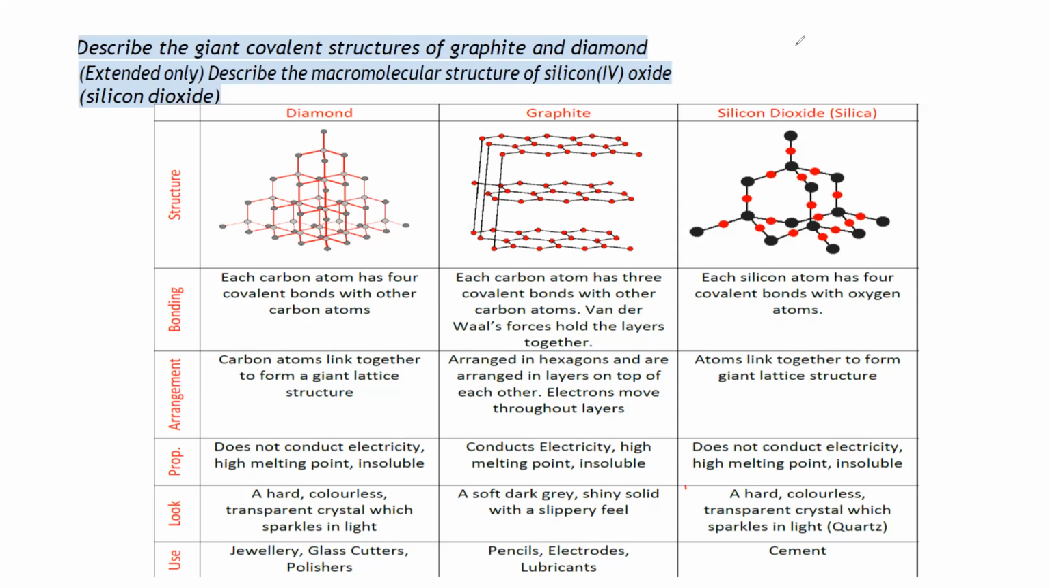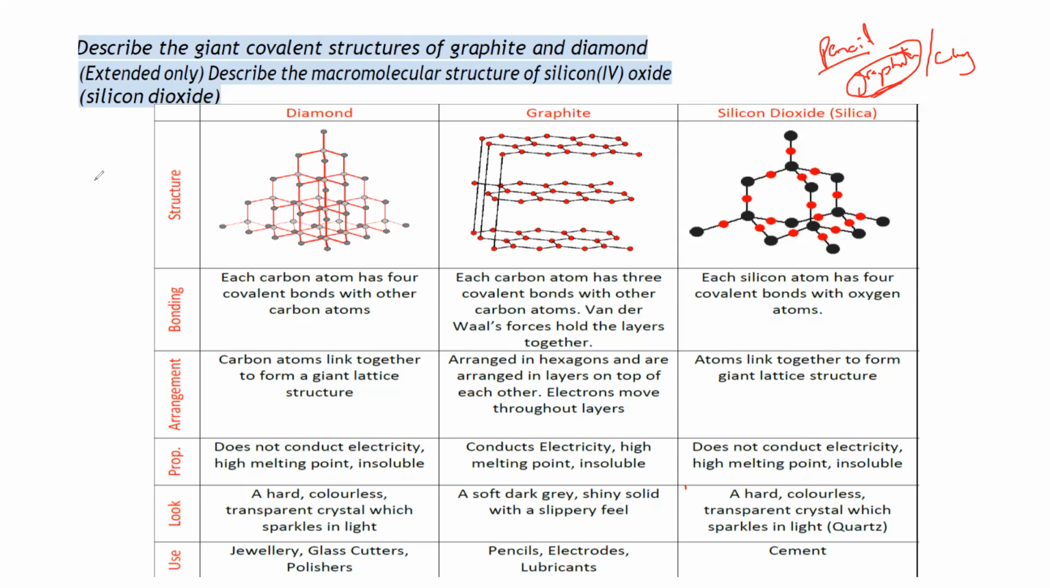Why is it soft and slippery? Because your pencil lead is a combination of graphite and clay. So because of the presence of graphite, it appears dark gray in color, and it is soft and slippery. Why is diamond hard, transparent and colorless? So what is the reason why diamond is hard, transparent and colorless?